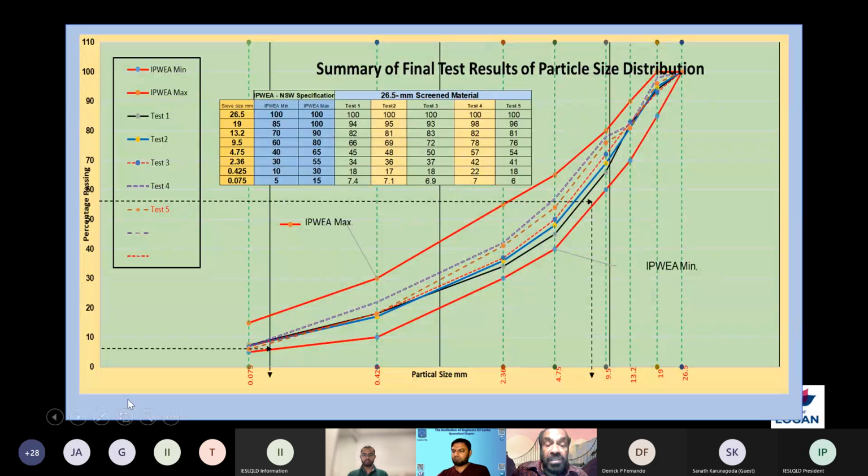Then we did numerous tests, and then we added the secondary crusher. Now, as you can see, all the gradings fell in line with the envelopes, and the CBR value was satisfactory.